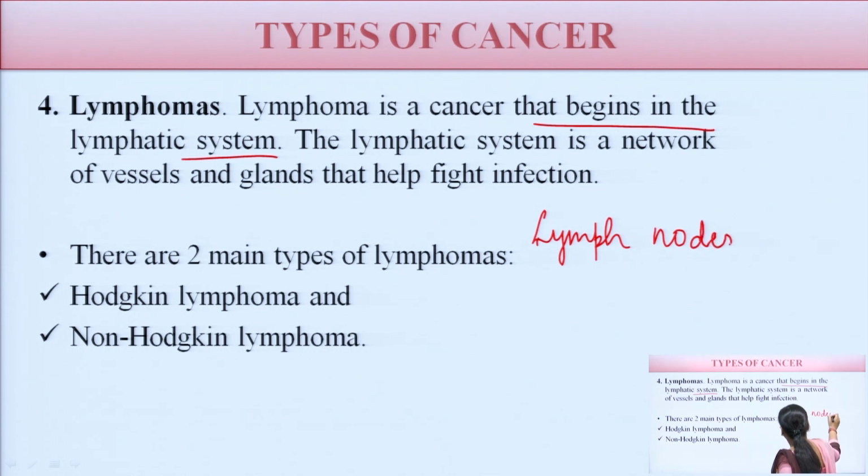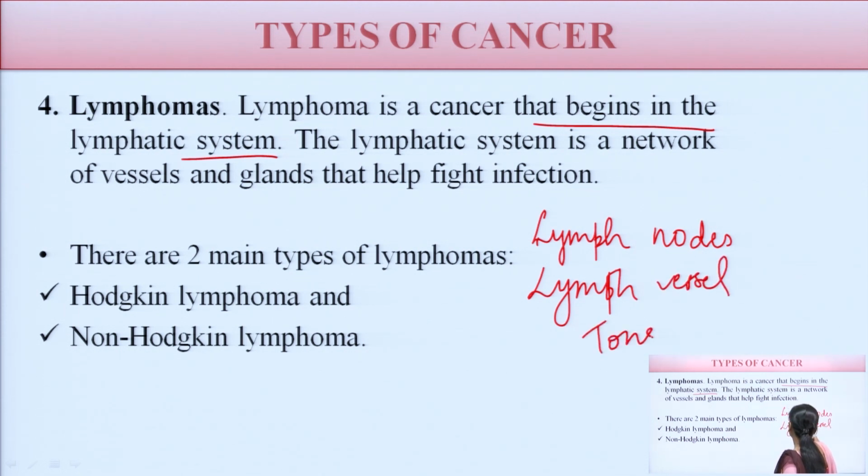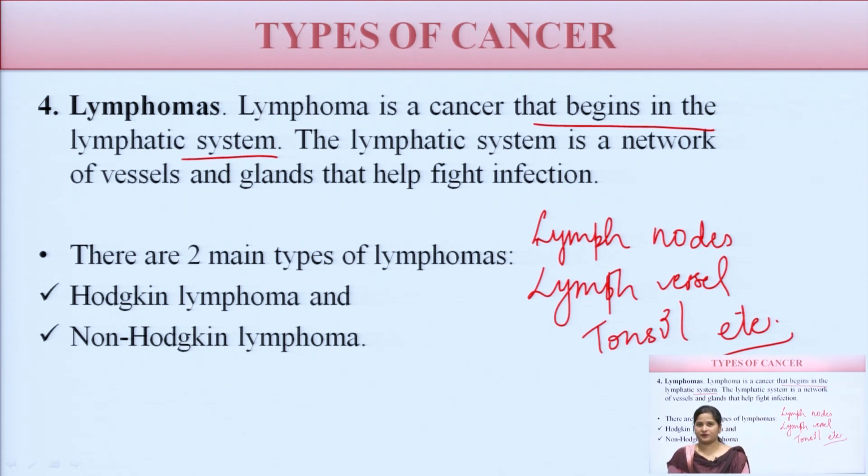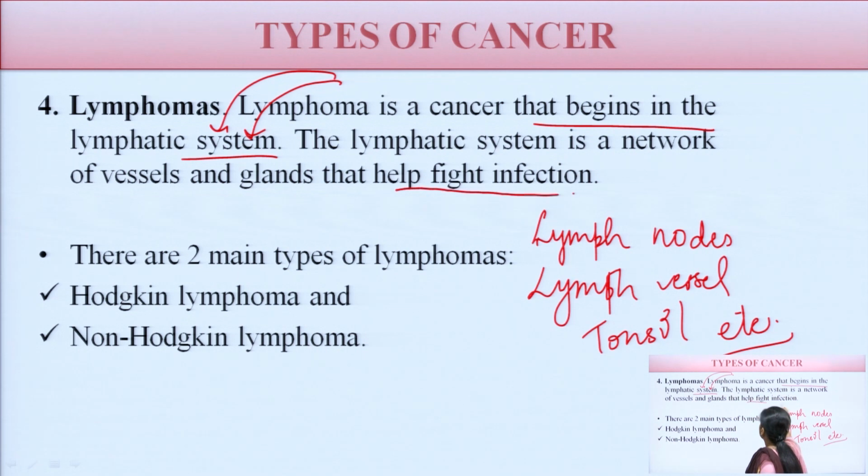lymph vessels, tonsils, or various organs of the lymphatic system. The lymphatic system is a network of vessels and glands which fight against infections. So these cancer cells attack the lymphatic system, due to which the defense mechanism gets disturbed and the person feels very weak and their immune system becomes very weak, right.